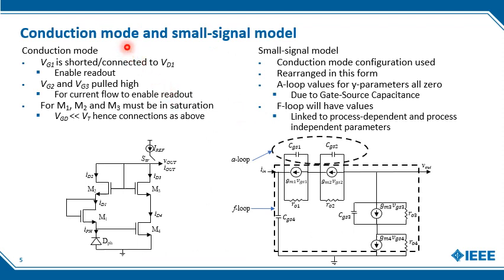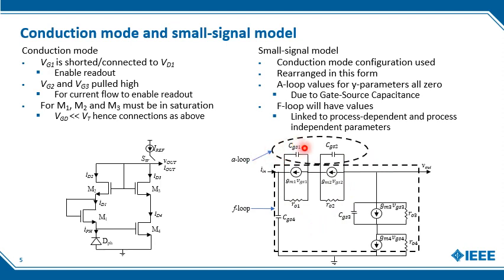In conduction mode, we have to get the detector in conduction mode. To enable this, the gate drain voltage must be smaller than the threshold voltage. For this, we had to get M1, M2, and M3 to adhere to this condition. So for that, we shorted the gate and the drains. Then, when we transformed this to small signal models and rearranged, we get to this circuit.